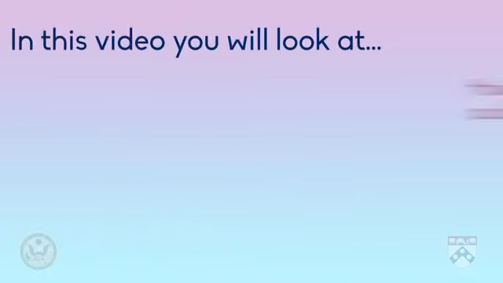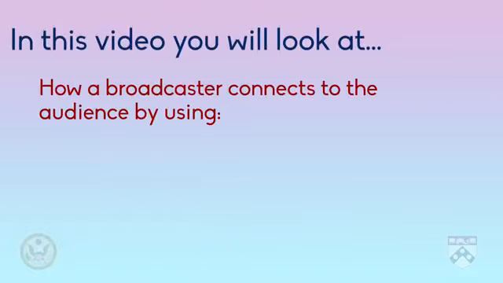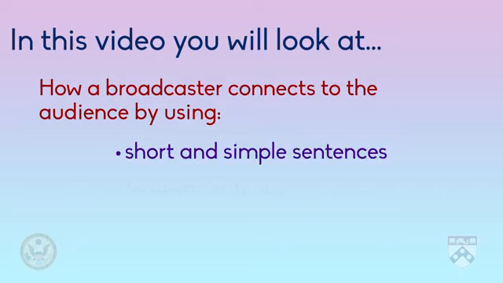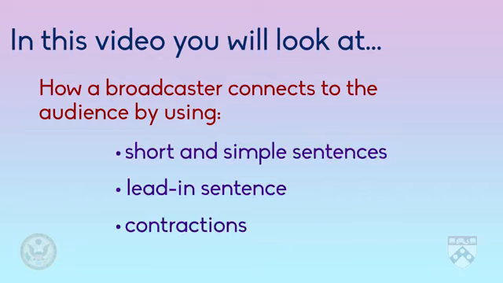Hello. In the previous video, you looked at different types of news segments. In this video, we're going to look at the conversational style that broadcasters use to connect with the audience. They do this by doing three things: using short and simple sentences, using a lead-in sentence, and using contractions.